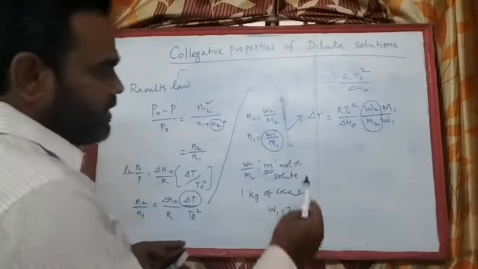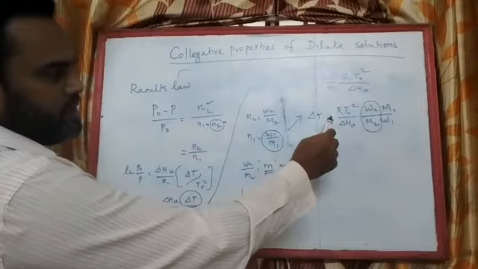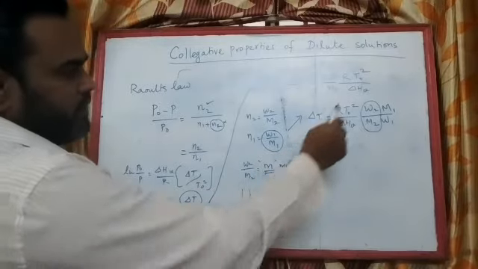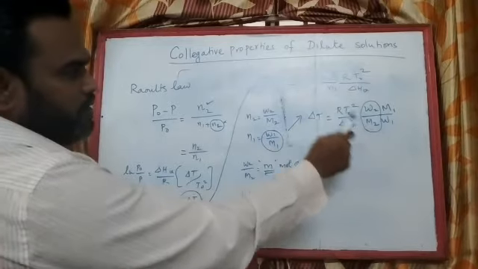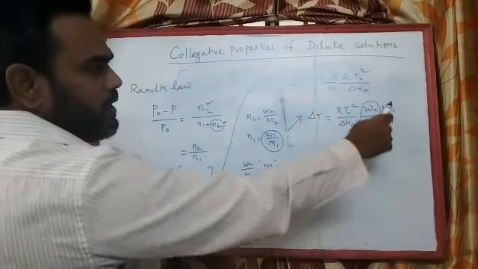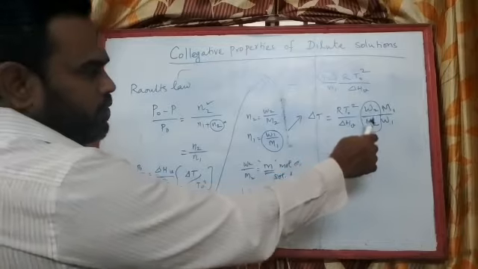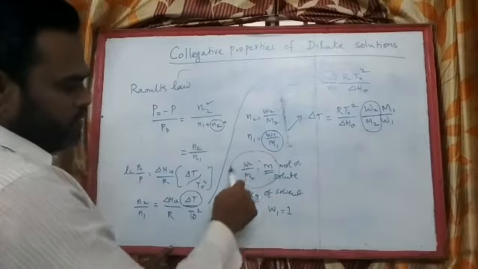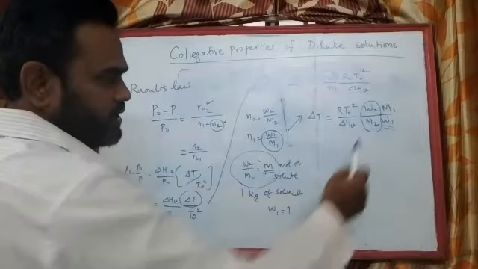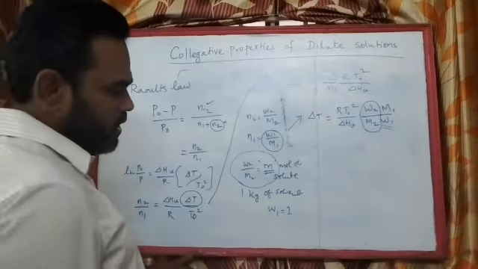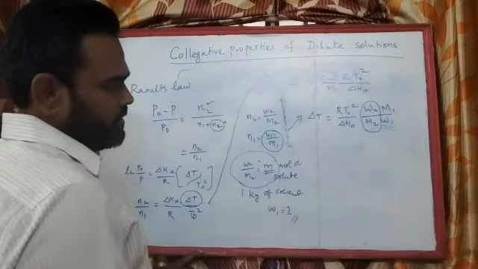Okay, so let us try to understand. I have rearranged this equation, and instead of N2 I have put W2 by M2. Instead of N1 I have put W1 by M1. So W2 by M2 is called a mole of solute, where W1 in this equation is equal to 1 kg.